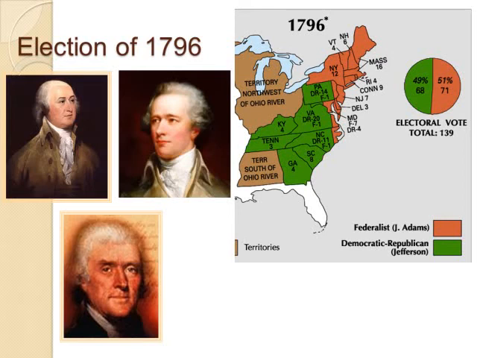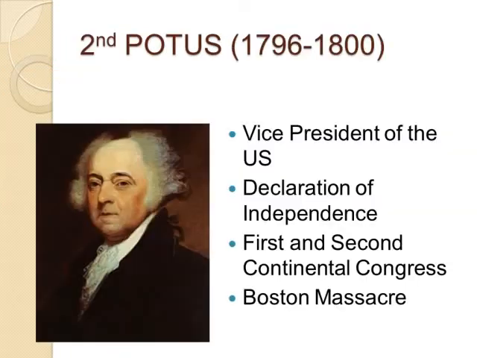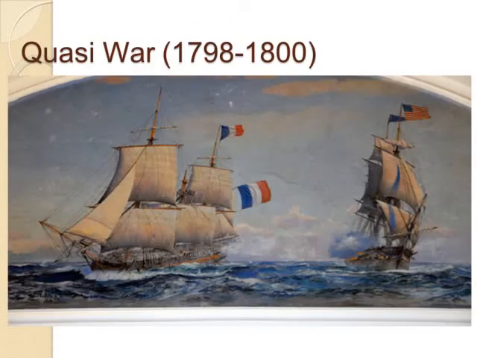In the election of 1796, John Adams runs against Aaron Burr, runs against Thomas Jefferson. Who wins in this election? John Adams wins. He's a pretty cool guy. There he is. And he gets right down to business when he becomes president.